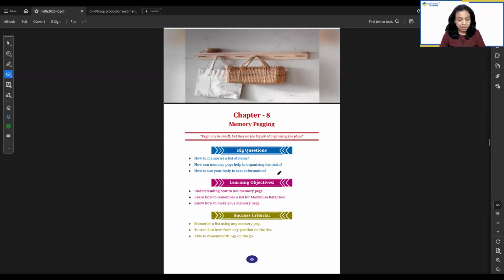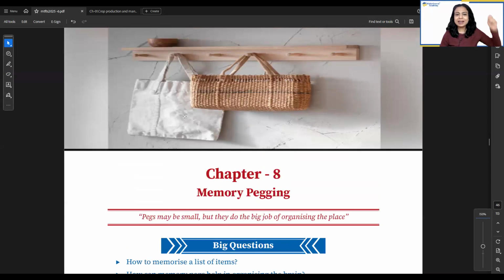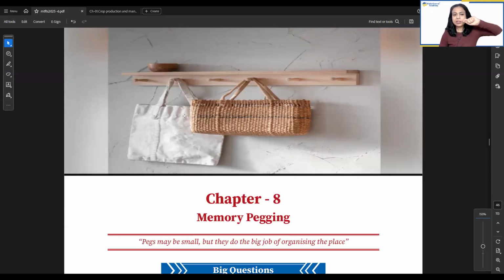Fine. Now, what is memory pegging? Why do we use it? If you look at the picture over here, what do you see? A few things are hanging on the pegs. These are called pegs. If you look closely, these pointy things on the wall on which we hang things are pegs or hooks. And on these hooks, we hang our stuff. You'll find such hooks in your bathroom, behind the door where you hang your stuff. They're in the kitchen where you again hang things. They could be in your room behind the door where you hang your shirt, trouser, belt, and so many things.